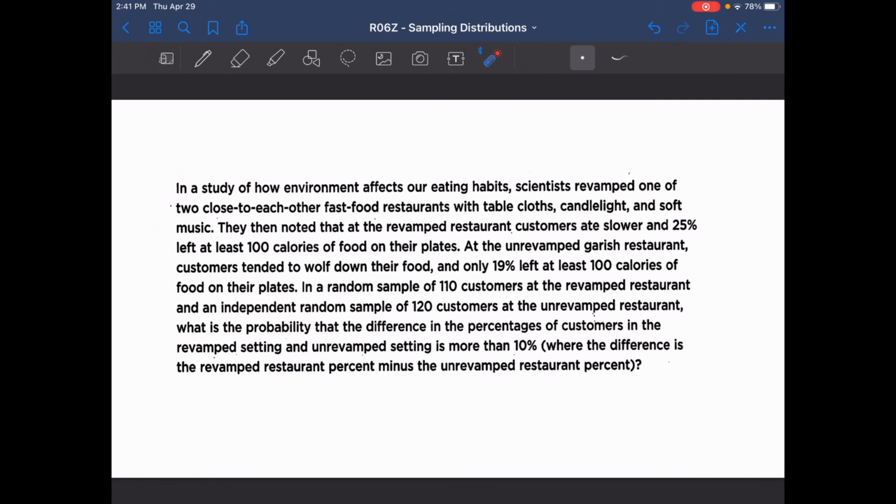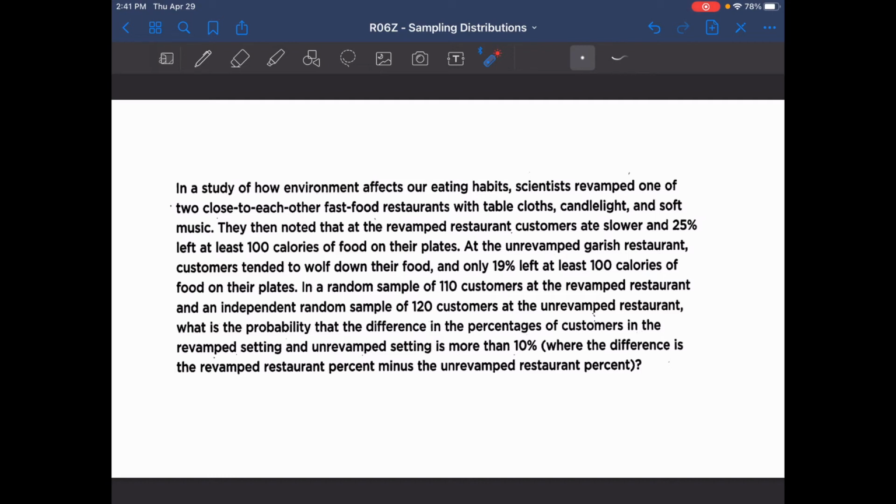Now let's take a look at this example. In a study of how environment affects our eating habits, scientists revamped one of two close to each other fast food restaurants with tablecloths, candlelight, and soft music. They then noticed at the revamped restaurant, customers ate slower and 25% left at least 100 calories of food on their plate. At the unrevamped garish restaurant, customers tended to wolf down their food, and only 19% left at least 100 calories of food on their plates.